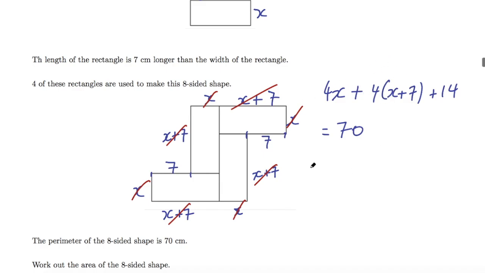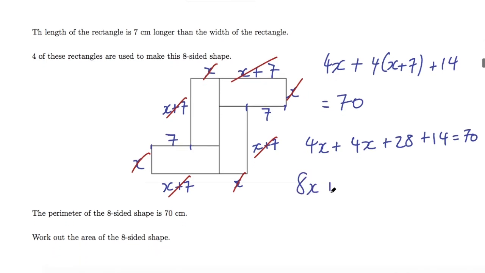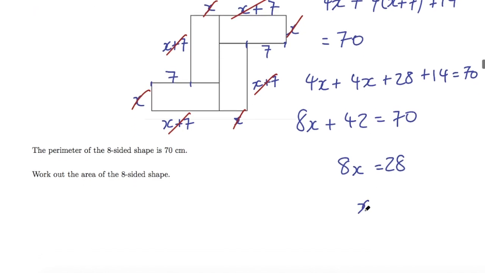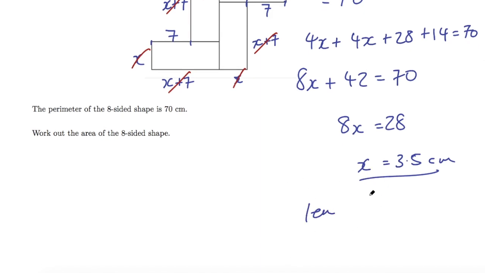So let's go ahead and expand those brackets. So we've got 4x plus 28 plus 14 equals 70. And then 8x plus 42 equals 70. And then 8x equals 28. So I've just subtracted that 42 from this side. And then x equals 28 divided by 8, that leaves you with 3.5 centimeters. So I've worked out what x equals. Also the length is x plus 7, remember? So the length will be 3.5 plus 7, that will be 10.5 centimeters.